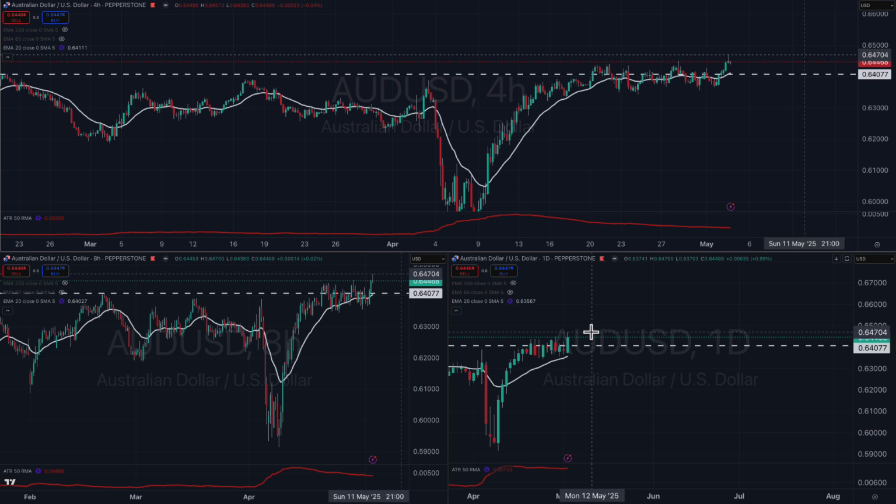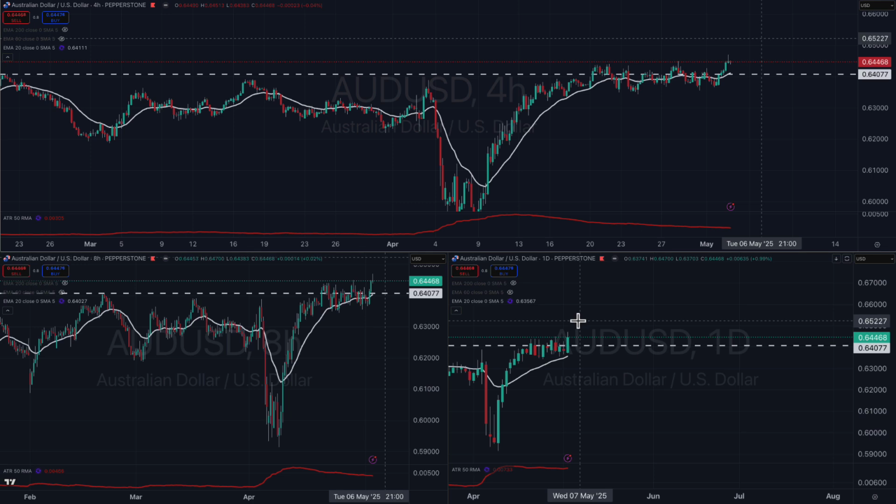And I do think if we do break above this level, then we will get at least a bit of an extended move, enough to be able to take profits, even if the markets eventually turn around.